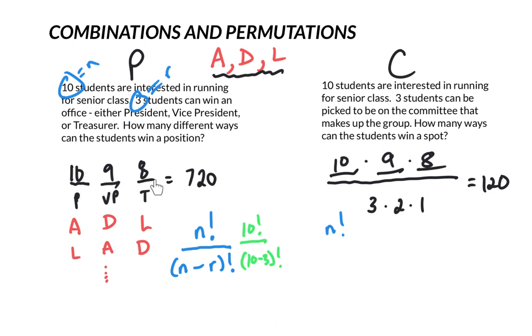10 times 9 times 8. But factorial would go all the way down to 1. We don't want to do that. We want to stop at 8.